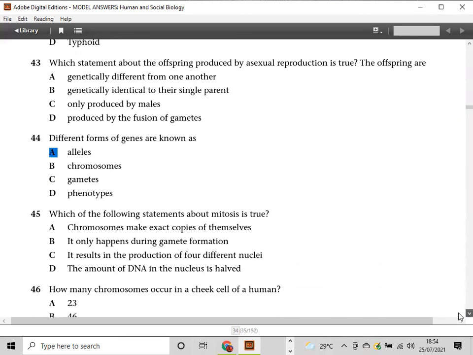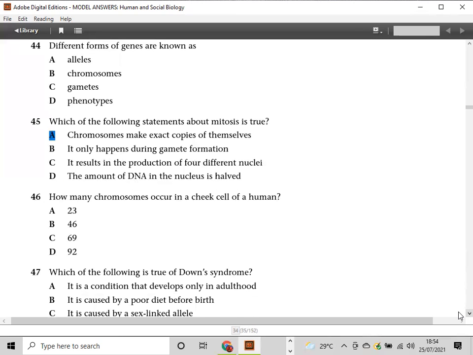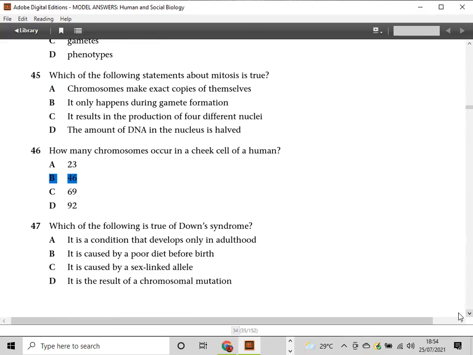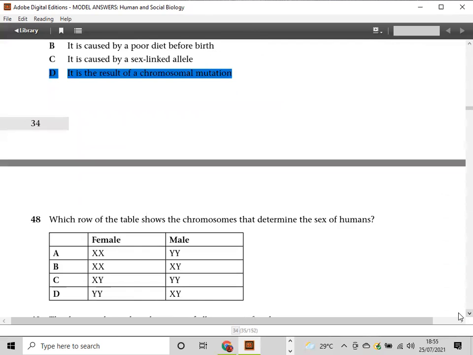And 45, which of the following statements about mitosis is true? So that is A. And 46 now. How many chromosomes occur in the cheek cell of a human? And that's B, and that's 46. So 46 is 46. You see that? 47. Which of the following is true of Down syndrome, and it is a result of a chromosomal mutation? So that is B. So on to 48 now, almost through, almost halfway there.